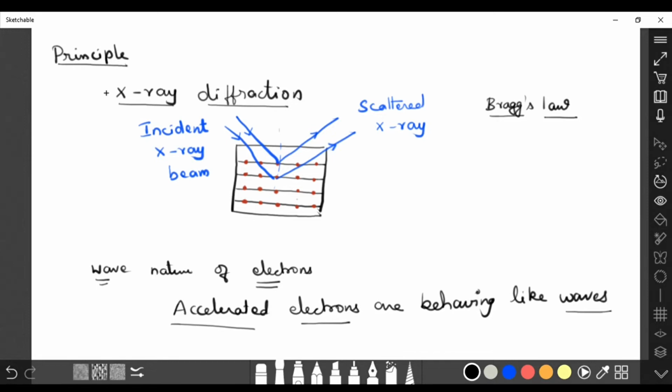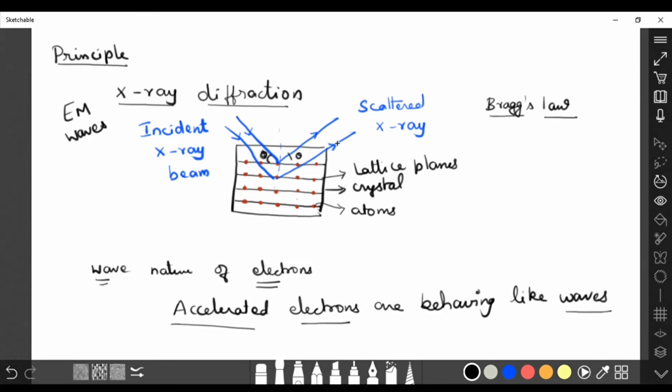X-ray diffraction means here X-ray, which is an electromagnetic wave. This is the crystal they have considered. In the crystal, all the atoms, these red colors are the atoms, are arranged regularly in lattice planes. If the X-ray is incident on that, it will be scattered. The incident angle theta and the scattered angle theta will be the same. This is the incident ray and this is the scattered ray, and the scattered ray carries all the information about the crystal.